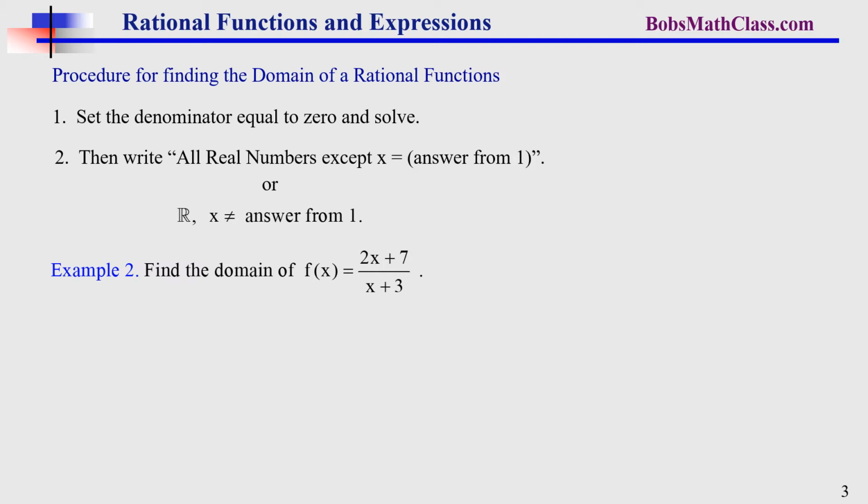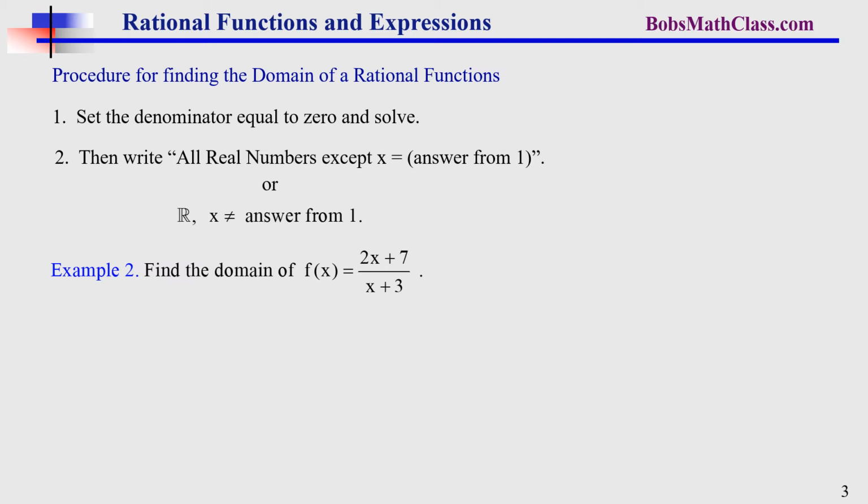Step 2, there's actually 2 options here. You could write in words all real numbers except x equals whatever you got from step 1. Or you could write with symbols, the all real numbers symbol, comma, x not equal whatever you got from step 1. Okay, so here's our example.